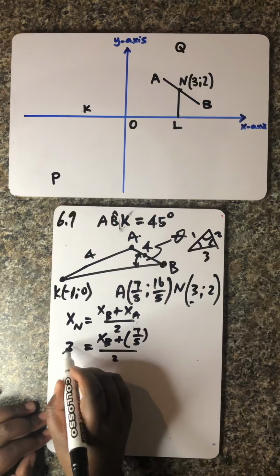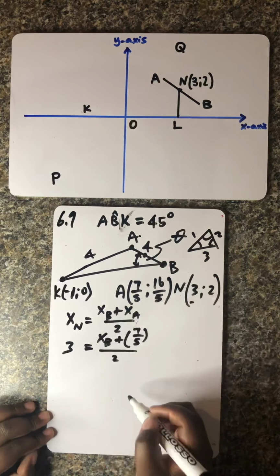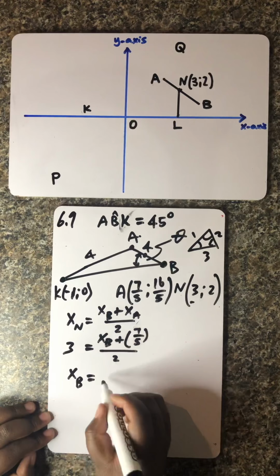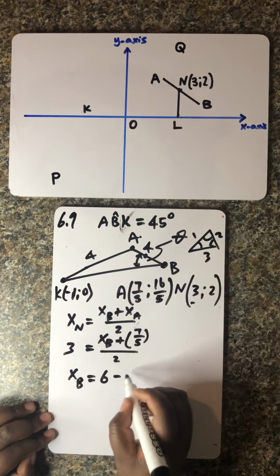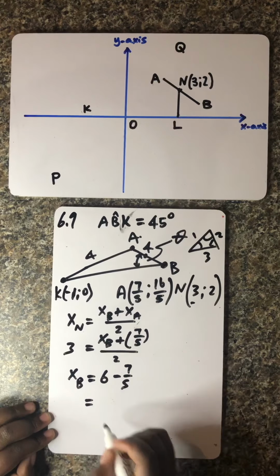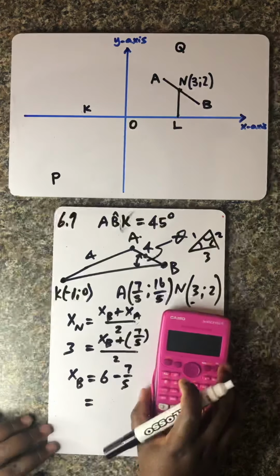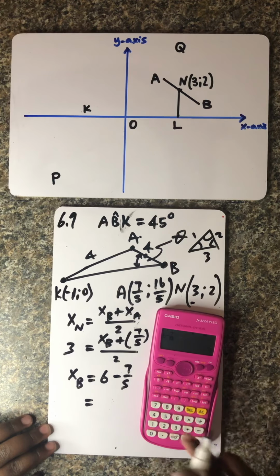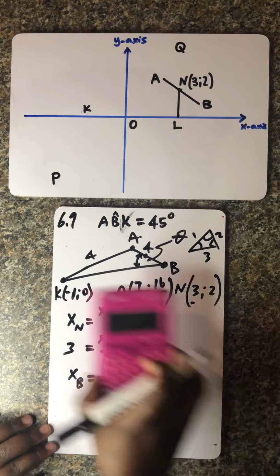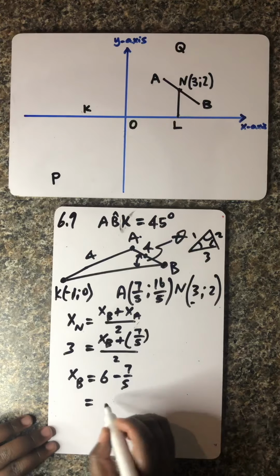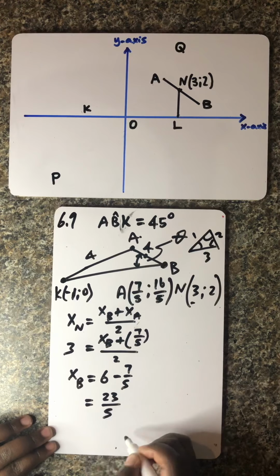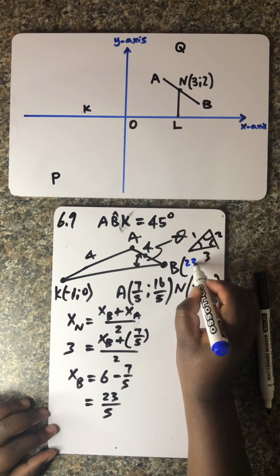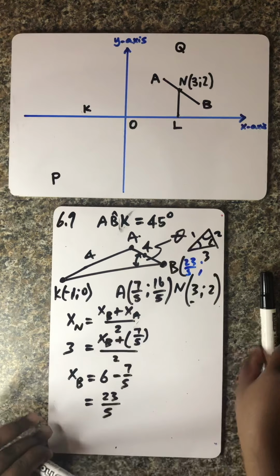So you multiply, then you move it to the other side, and it changes sign. That means X at B is equal to that times that, which is 6. Then you move it, it changes sign. From there, we can punch on a calculator: 6 minus 7/5 gives 23/5. So at B, we've got the X value as 23/5. Let's now calculate the Y value.